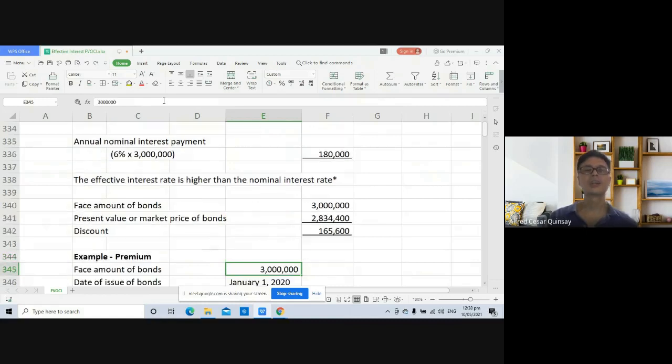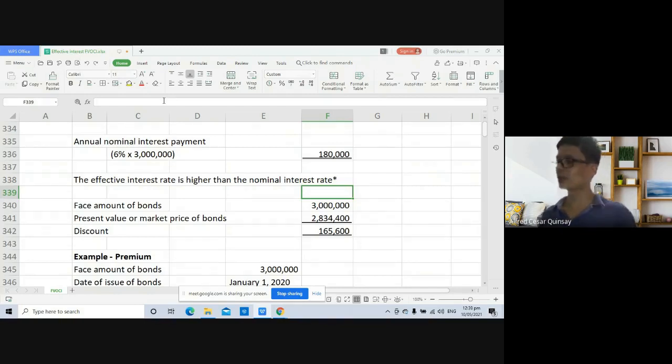So ito, the effective interest rate is higher than the nominal rate. Okay. So as we can see here, since the life of the bonds is 3 years and the effective interest rate is higher than the nominal interest rate, thus, the difference between the face amount and present value is a discount.